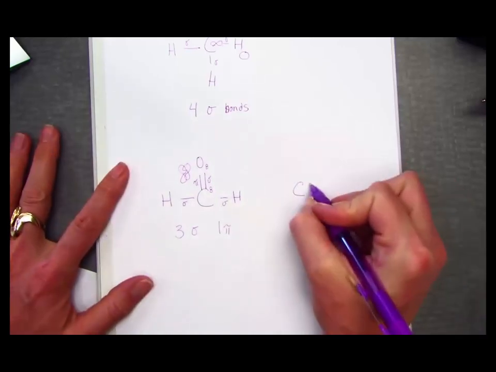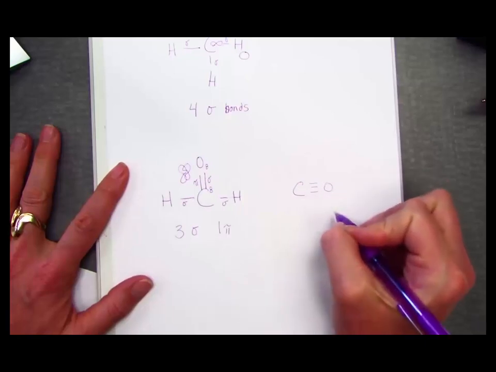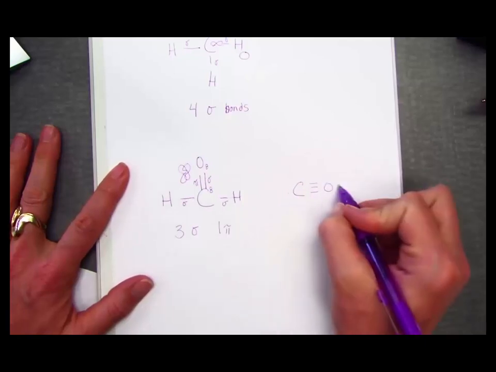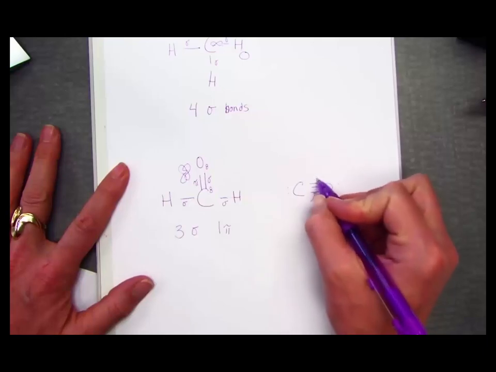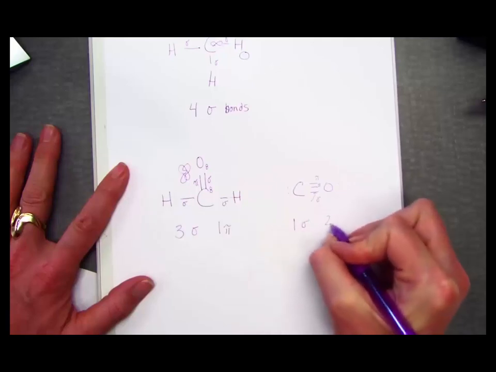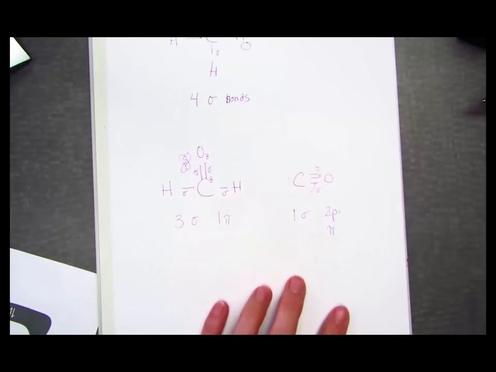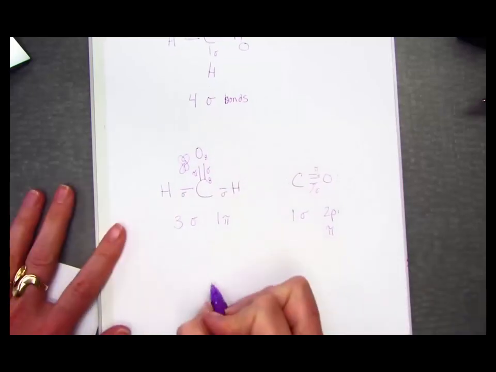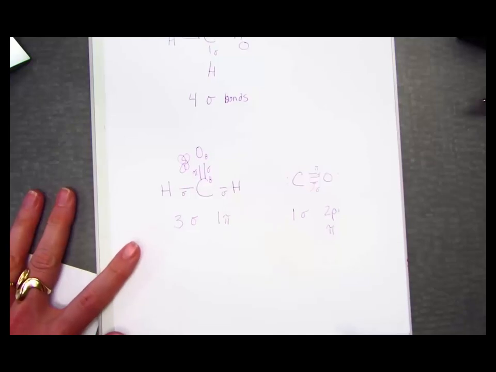If I have something like carbon monoxide, a triple bond. The first one is always a sigma, the rest will be pi. This particular structure has 1 sigma and 2 pi bonds. In multiple bonds, the first is a sigma, the rest will be pi.